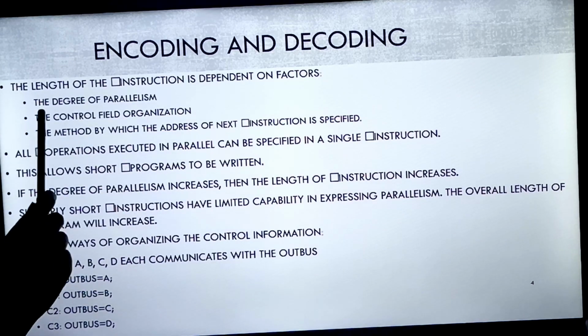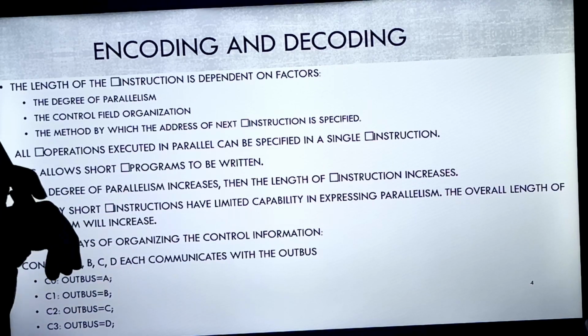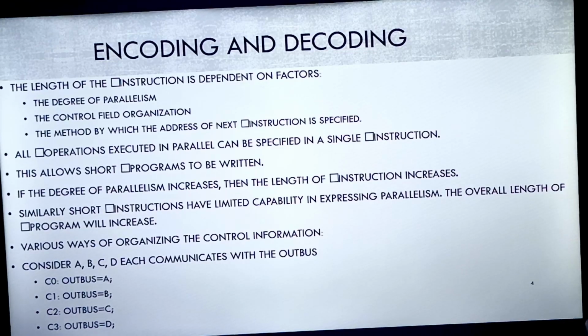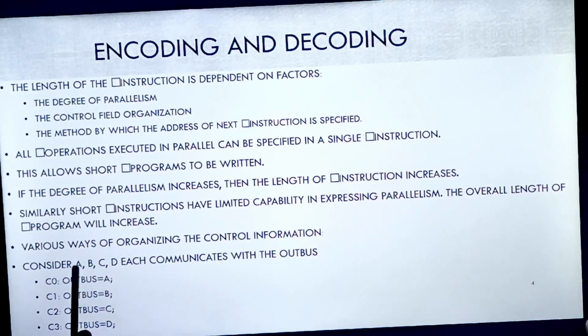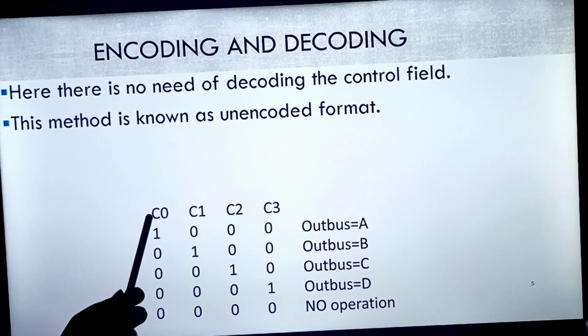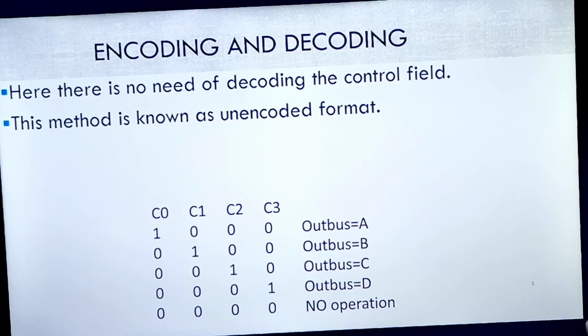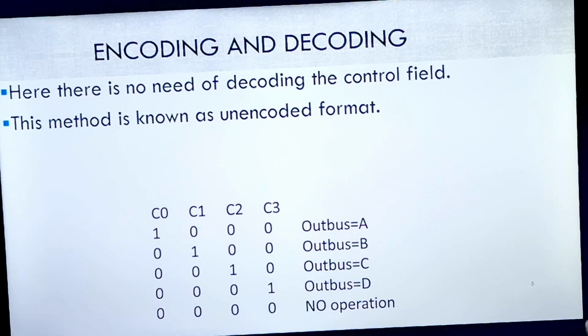Fine. What is the second one? The second important thing which affects the length of the microinstruction is the control field organization, that is, how you are organizing your control field. There are multiple ways to organize your control field. Let's see what those are. Suppose you have 4 control signals, C0, C1, C2 and C3, which you have to use throughout the operation or application. Now how can you organize these control signals?